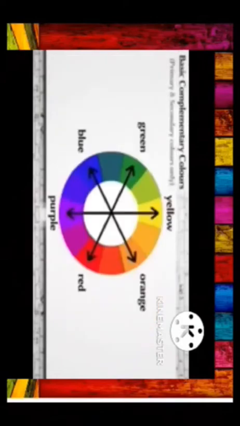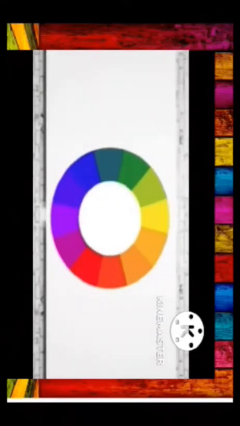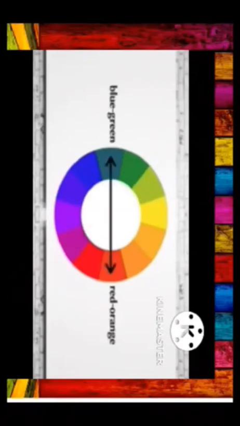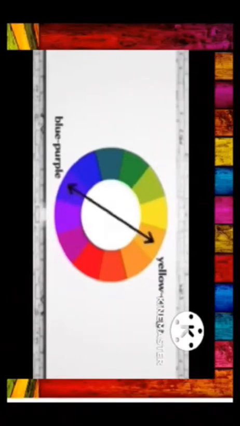Now, what if I would like to wear an orange t-shirt? Begin by drawing a straight line through the color orange. That's right, blue is the complement of orange. Green is my favorite color. What is the complement of green? Yes, red is the complement of green. These are the basic complementary colors using the primary and secondary colors only. Here are the other pairs of complementary colors: yellow-green and red-purple, blue-green and red-orange, and yellow-orange and blue-purple.